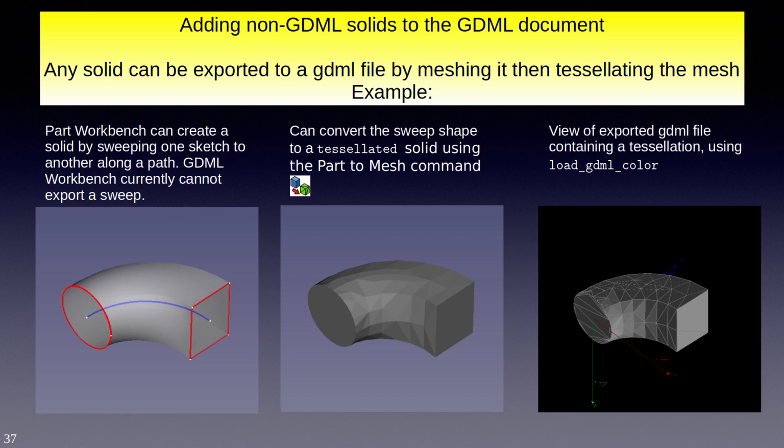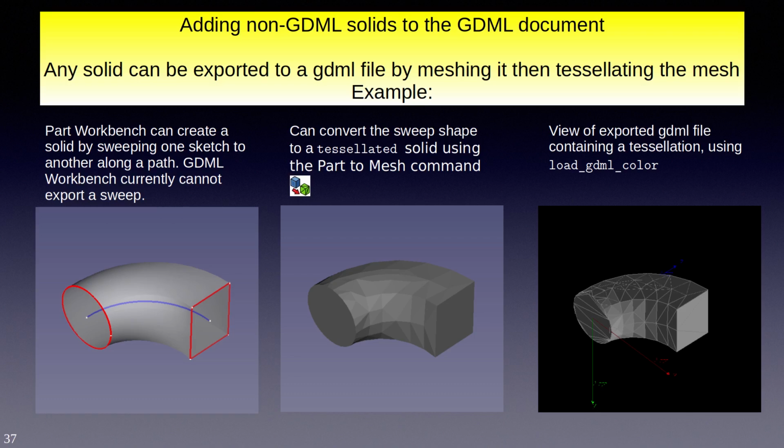One can use the part workbench to generate a sweep by taking two sketches and sweeping from one to the other continuously along a path. If the curves are closed, one can generate a solid this way. If the curves are open, one can generate a surface. Here we show a circle swept to a square along an arc of a circle.